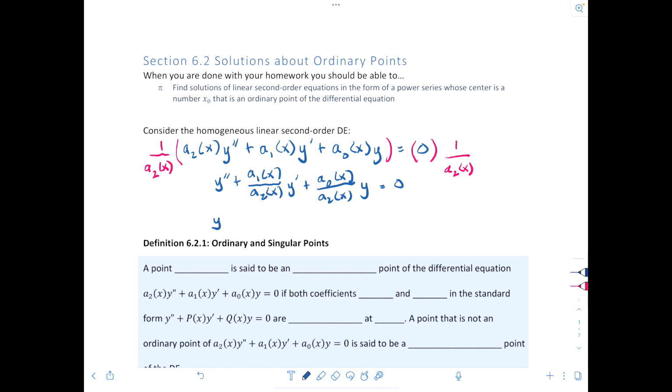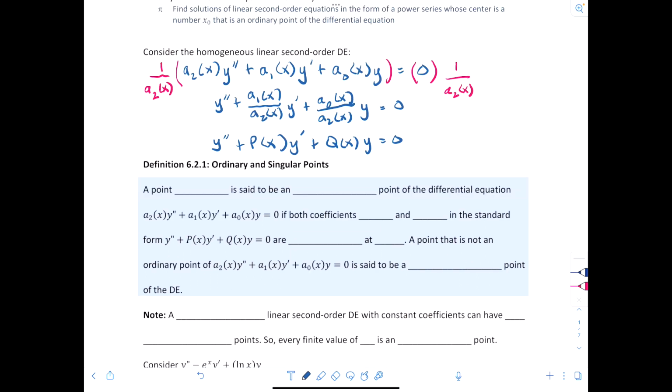Which we've looked at before. That ratio of a1 to a2 is our capital P at x. Sorry about the dogs. And then that second ratio, a0 at x over a2 at x, is q at x, times y equal to 0. So notice here, a2 at x is in the denominator for p at x and q at x. Cool?